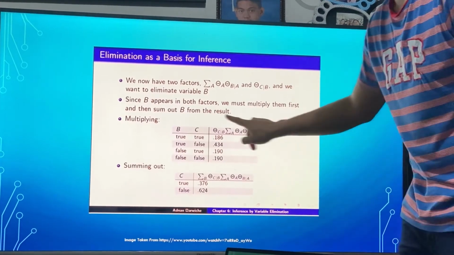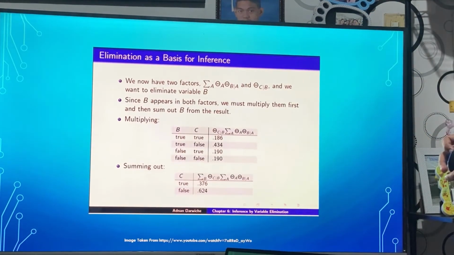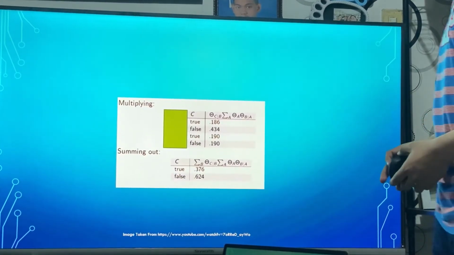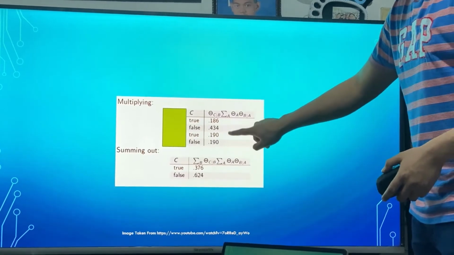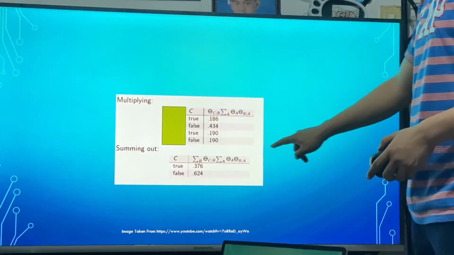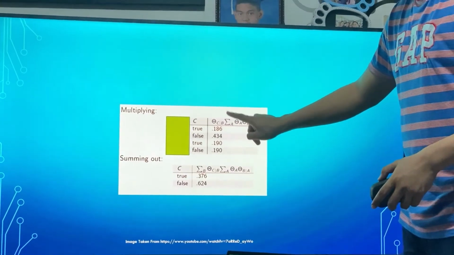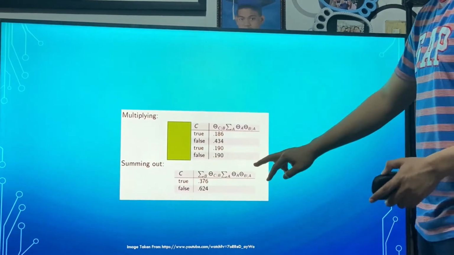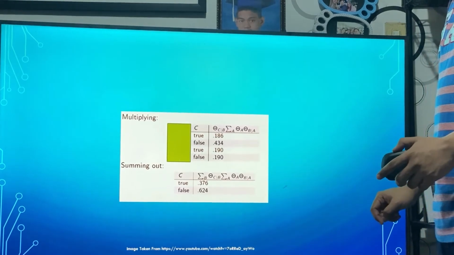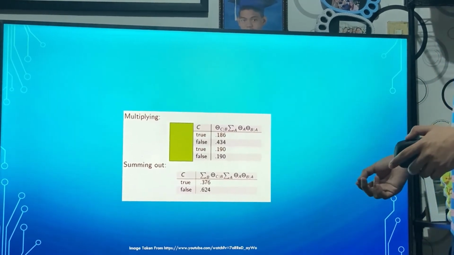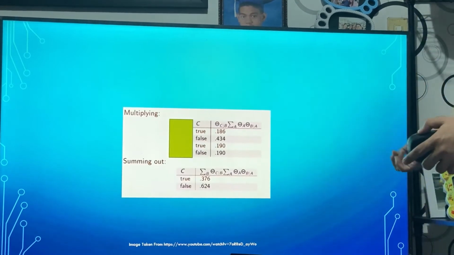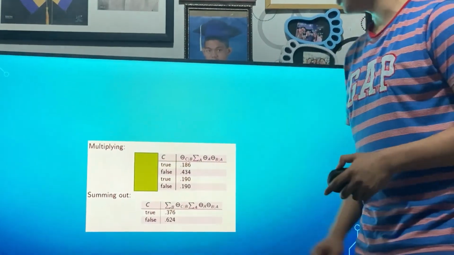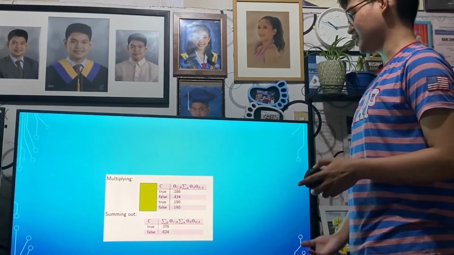So now we have this. We now have to sum out B, and to do that, we ignore B and focus on column C and add both of the true instances as well as both of the false instances. So we add 0.186 to 0.190, we get 0.376, and we add 0.434 to 0.190, we get 0.624. So now we have the marginal probability of C, which is 37.6% true and 62.4% false. And as you notice, if you add both values, we get 1, which is what we expected.